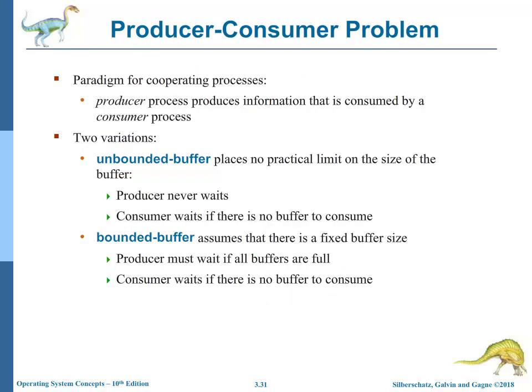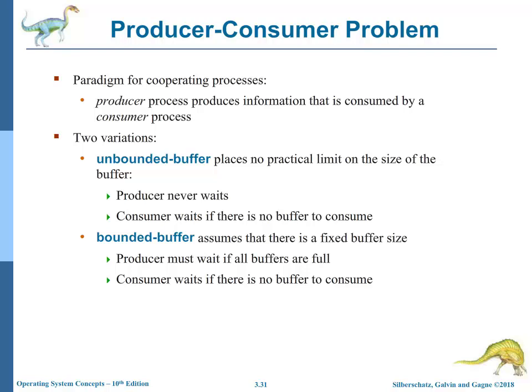The concept of cooperating processes is similar to the producer-consumer problem. A producer process produces information that is consumed by a consumer process. One solution to the producer-consumer problem is to use shared memory.